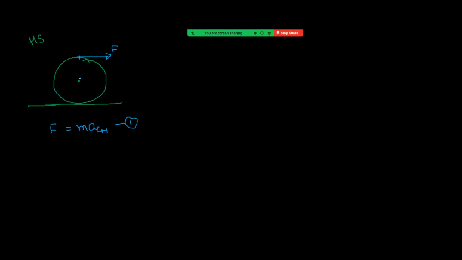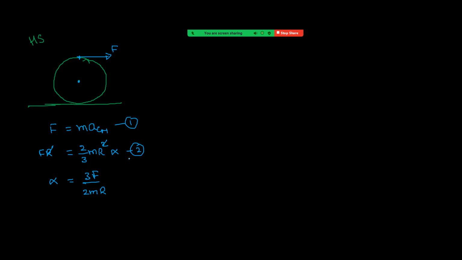Next, because of this force, torque is produced about the center of mass. It is F into R, that is equal to I into alpha, and I for a hollow sphere is 2/3 m r square. One R gets cancelled. We get the value of alpha, that is 3F by 2MR.